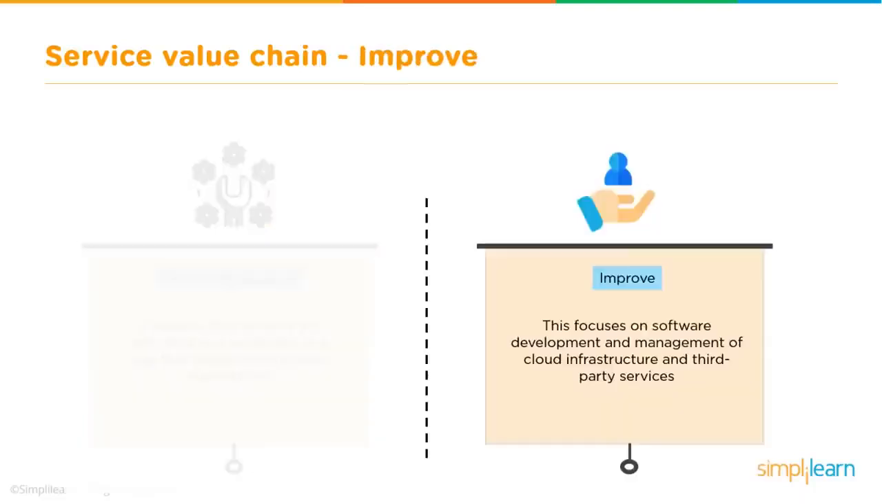Now, improve: every service, every service component, every process, every individual has to be improved. So the focus on software development and management of cloud infrastructure and third-party services, which happens as part of the service value chain, we can term as an example of where your improvement can be focused.